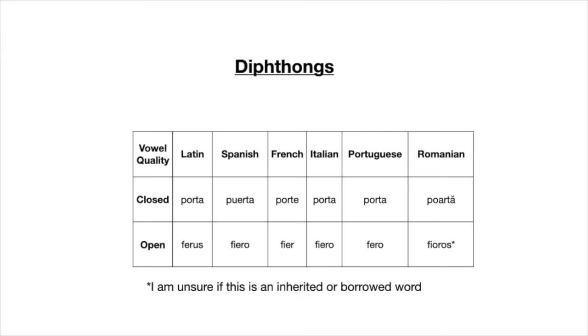An example of a word that does have a diphthong in Italian, Spanish, and French because of the quality of the vowel being open could be an example of a word in Latin like ferus. Ferus means ferocious. In Spanish we have fiero, in Italian we have fiero, and then in French we have fier. So we can see how the vowel becomes diphthongized in all those languages because of the quality of the vowel. The quality of the vowel is open and not closed.